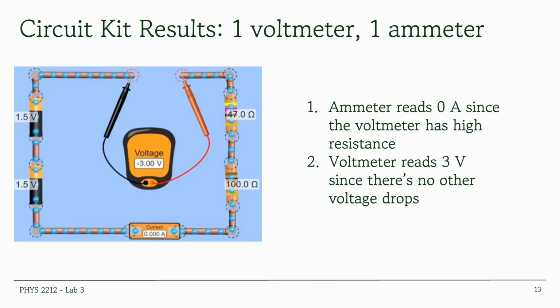And then adding a voltmeter into the circuit, the ammeter now reads 0 since the voltmeter in the circuit kit is considered to be an ideal voltmeter, meaning it has a super high resistance, and the voltmeter reads 3 volts since there's no other voltage drops present in the circuit.